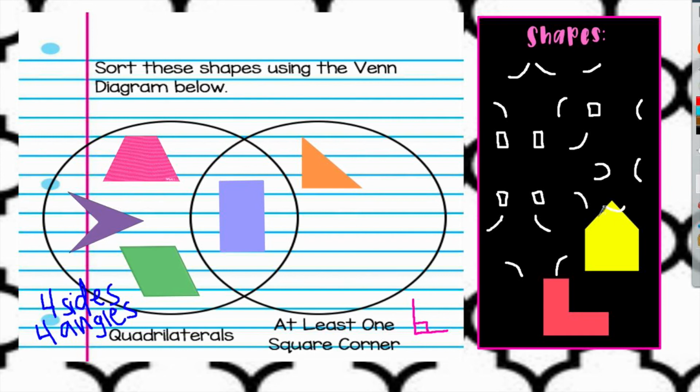The top angle does not have a square corner, as well as these 2 angles right here. But these bottom 2 angles do make a square corner. Because of this, I know that I can put this shape on the side of the Venn diagram that has at least 1 square corner. Let's move this shape now.